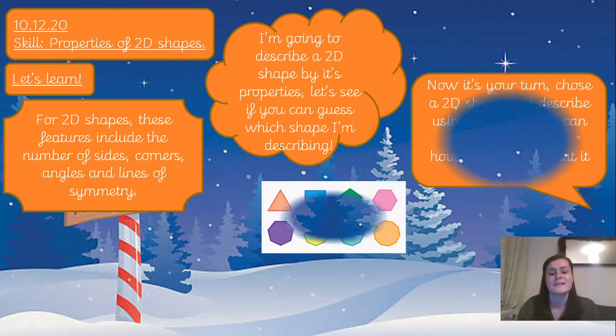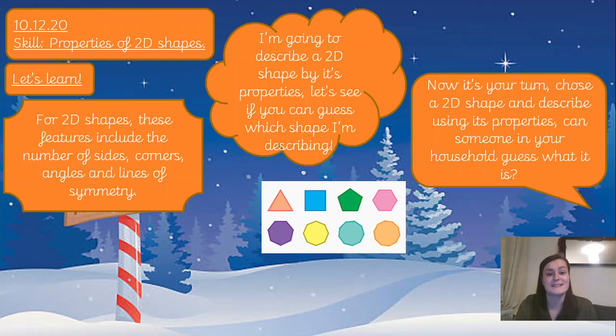Okay, so have a go now, as it's your turn. See if you can choose a shape from the picture on the PowerPoint and describe the shape using its properties to somebody in your household. Can they guess what it is? If you haven't got someone there with you at the moment, maybe you could try this a bit later, or you can just think to yourself what you would say to your adult if they are there. Okay, pause the video, off you go.